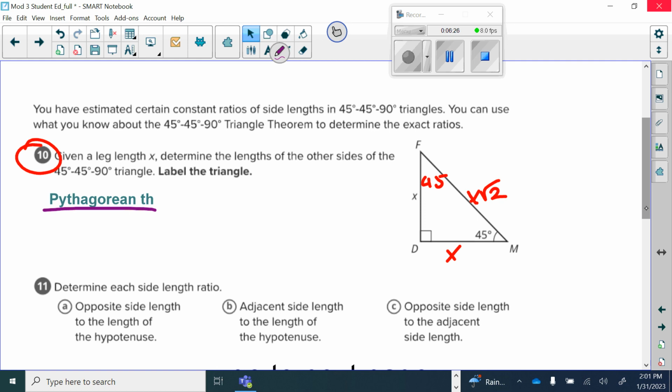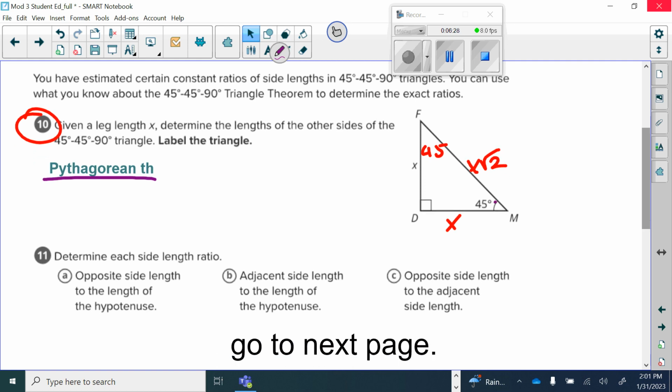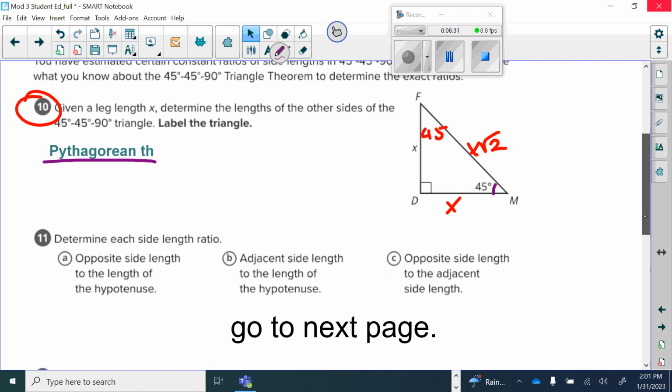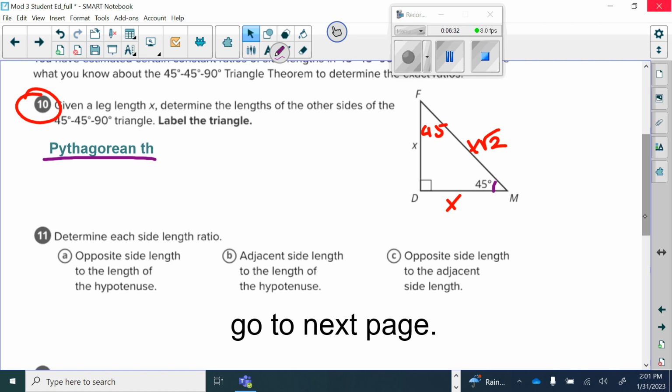So notice this is the reference angle. It says determine each side length ratio. The opposite side. So again, if that's my reference angle, this is the opposite. That's the adjacent, and that's the hypotenuse. Remember, name the hypotenuse first, across from the 90-degree angle, then we have opposite and adjacent. So the opposite side is x, and the length of the hypotenuse is x root 2.